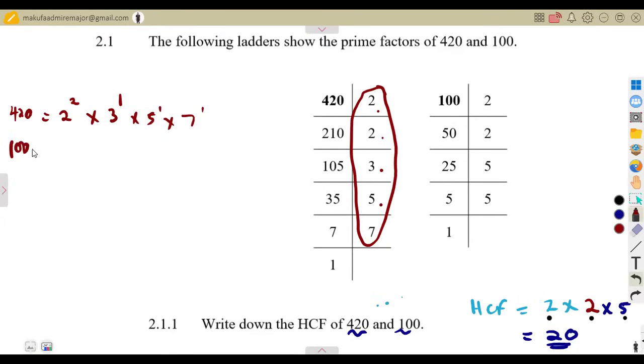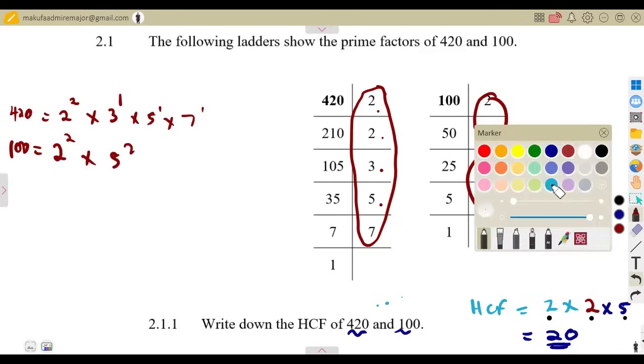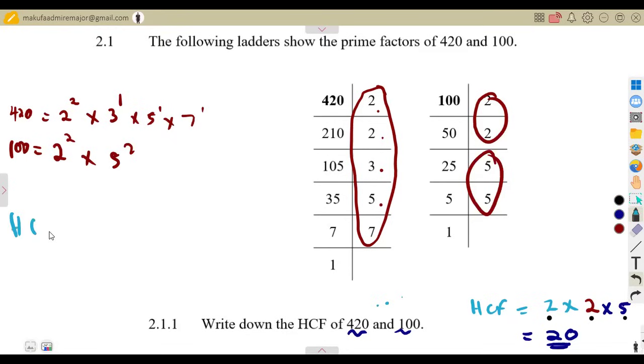There is a 100 that we are given in terms of 2 times 2, which is 2 to the exponent of 2, times a 5 also to the exponent of 2, 5 times 5. So what happens is that the highest common factor is the one that is supposed to be common throughout. But you take the one that has got the smallest exponent. It must be common and have the smallest exponent.